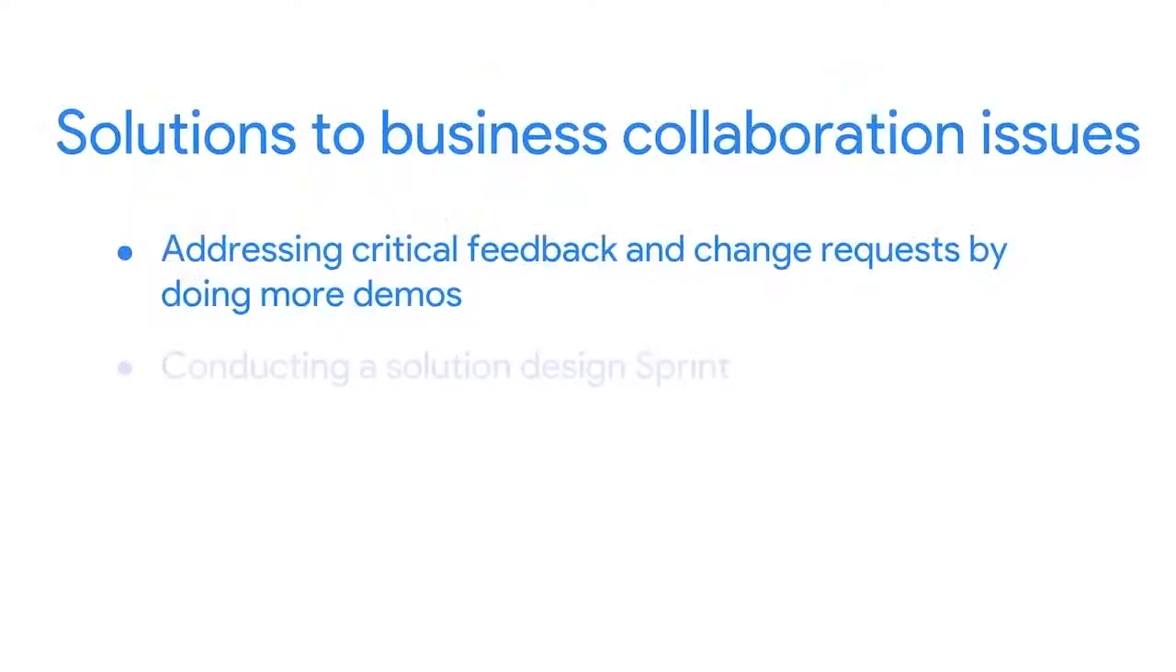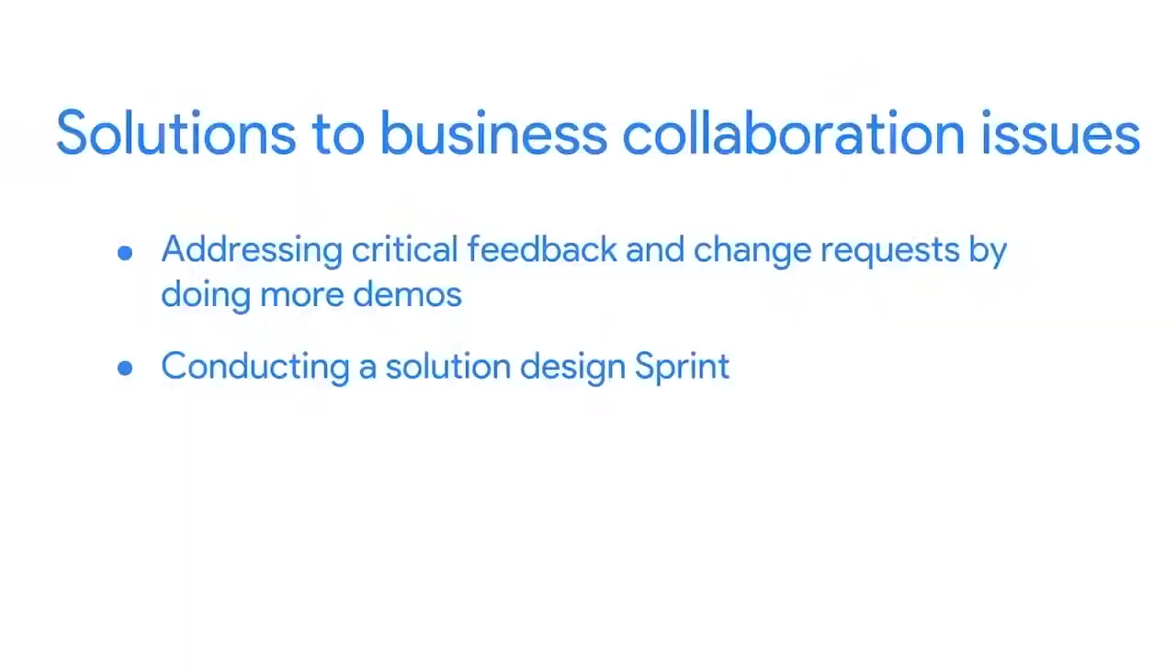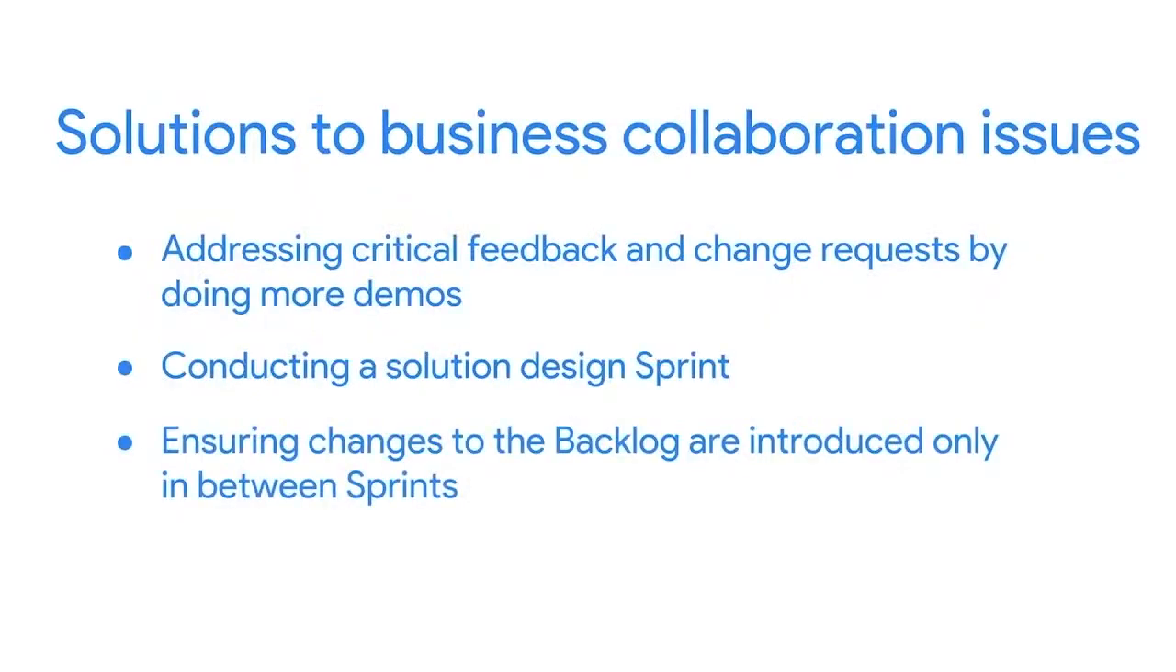Next, consider conducting a solution design sprint, which is an entire sprint spent working solely on the solution design. These are most effective when the working team and the business people actually sit together and collaborate on the solution. Finally, you can help your team focus by ensuring changes to the backlog are introduced only in between sprints. This prevents your team from getting distracted by possible changes, which could stress them out and lead to resentment.